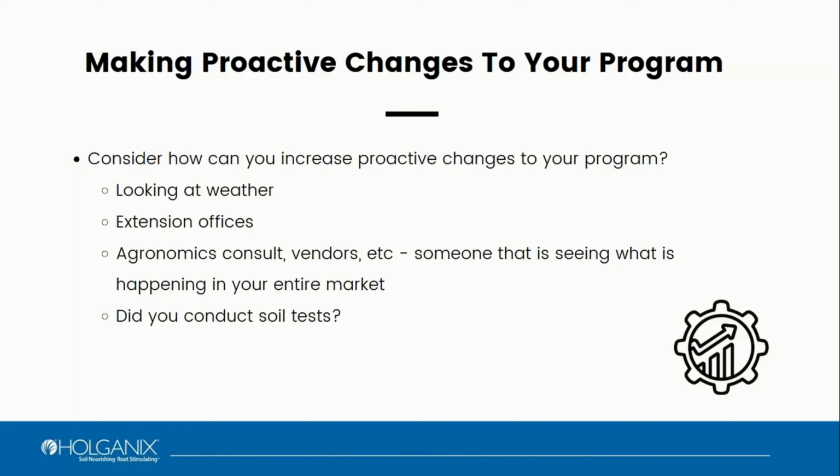Yeah, and utilizing consultant vendors, anyone that's out there that you can utilize, I would highly suggest it. I mean, you have two sets of eyes instead of one, and in this case, it's going to be a ton of people seeing what's going on, and that communication is going to most likely or potentially alleviate some issues that were unforeseen by yourself. And then soil tests. Did you conduct soil tests?